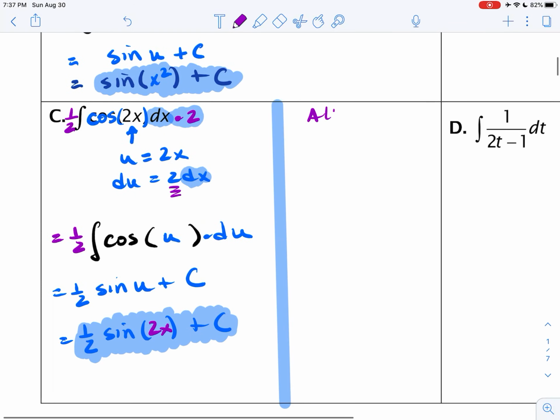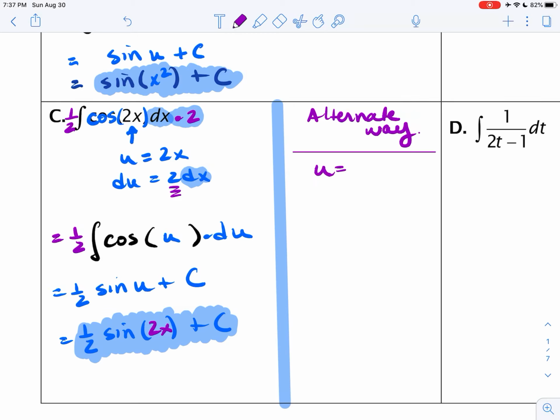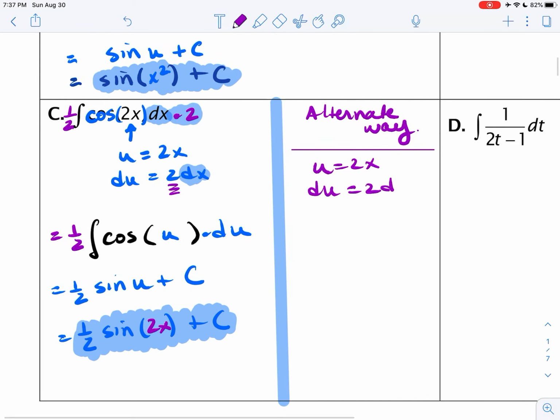Same u substitution. This is just an alternate way that other people use to do u substitution. They would still use u equal to 2x. They would still take our derivative du dx, or they would still do du equal to 2 dx, but then they would solve for dx. So if they solve for dx, then they would get du over 2.